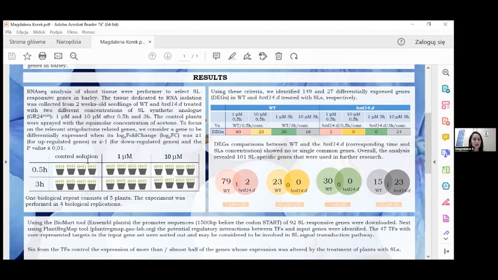Of course, the control plants were sprayed with an equimolar concentration of acetone, because the powder strigolactone is dissolved in acetone. To focus on the strigolactone-related genes, we considered a gene to be differentially expressed when its log fold change was higher than 1 or lower than -1 for the up and down regulated genes respectively.